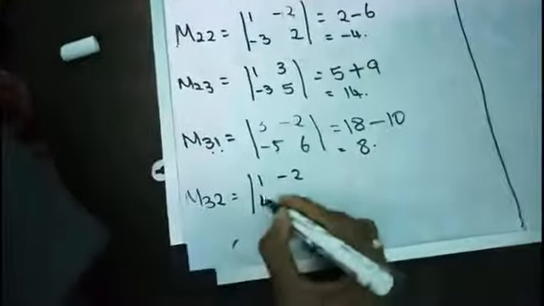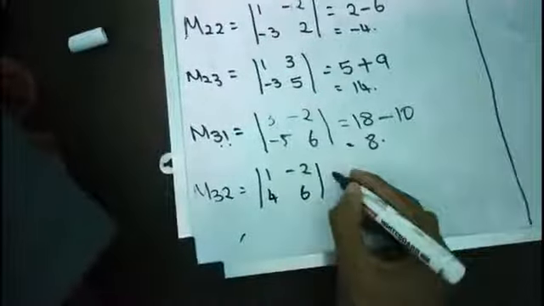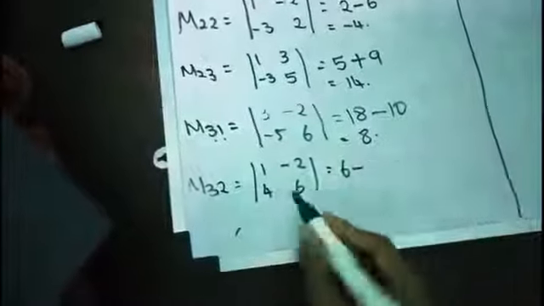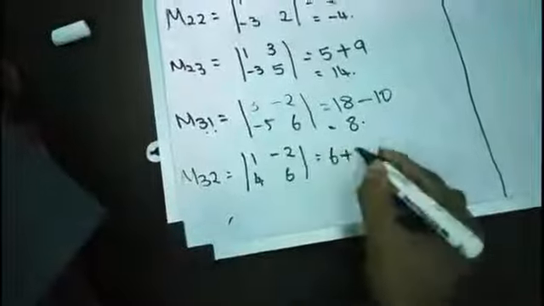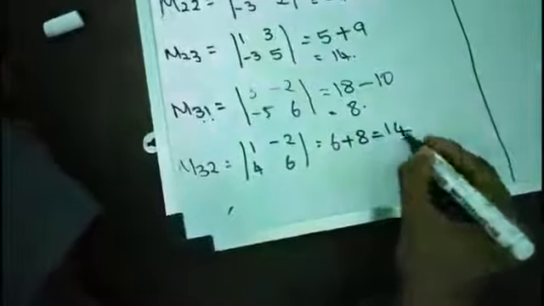1 minus 2 4 6. 1 6 6, minus into minus plus 2 4s are 8, which is equal to 14.